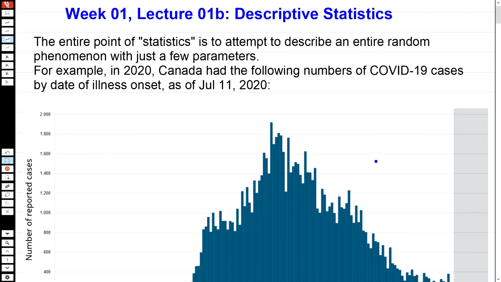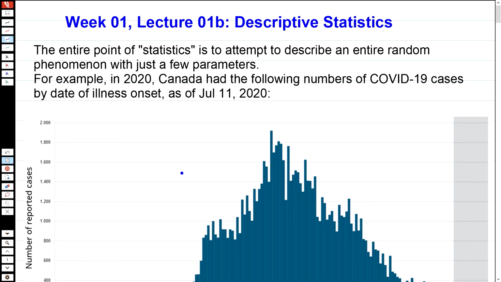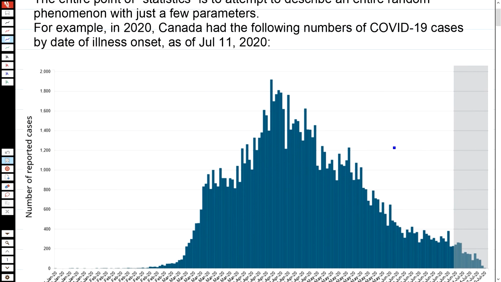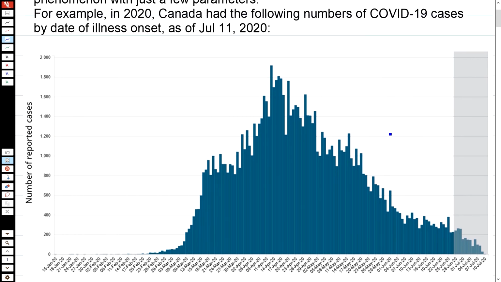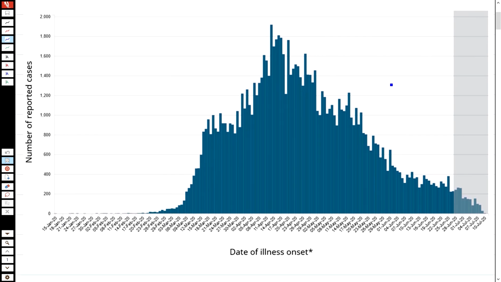So as I say here, the entire point of statistics is to attempt to describe an entire random phenomenon with just a few parameters. I'm showing here an example that is very pertinent these days. The following plot shows us the number of COVID-19 cases by date of illness onset as of July 11th, 2020. You can see there's a huge amount of information here.